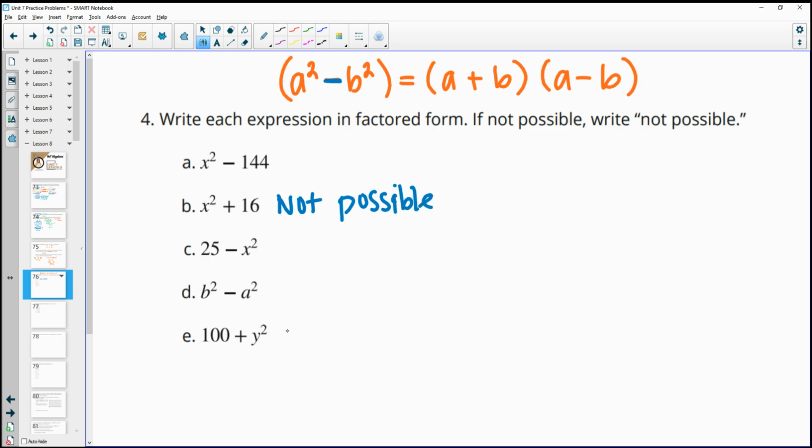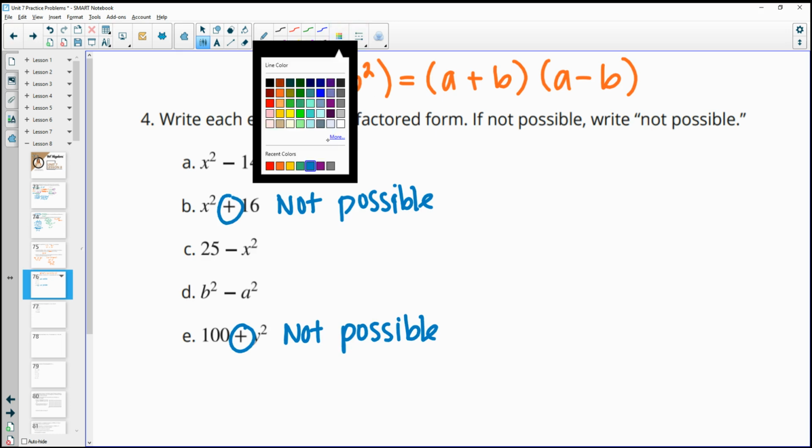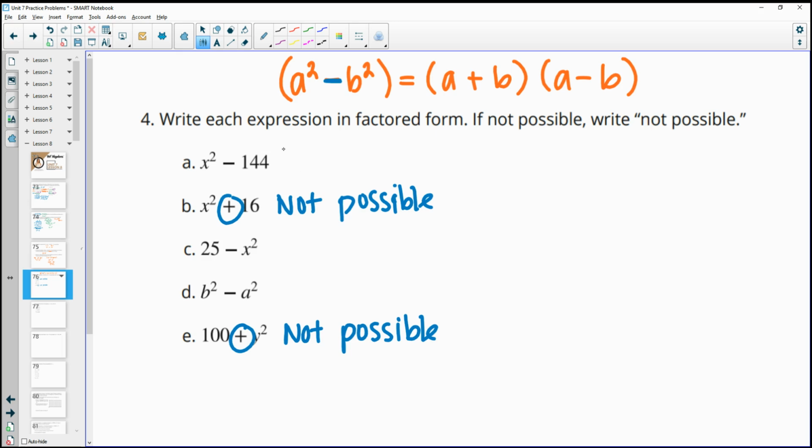And also part E is not possible. Okay, it has to be that difference of squares. So this plus is a problem. So then we can go ahead and write these other ones by thinking about what number squared. So x times x is x squared. So these are going to be x's. And then what number times itself gives us 144? And that's 12. So 12 times 12 is 144.